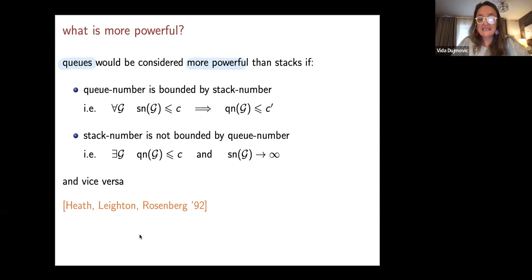At the beginning of the 90s, this was asked by Heath, Leighton, and Rosenberg in their paper. This question was asked specifically: which is more powerful, stacks or queues?